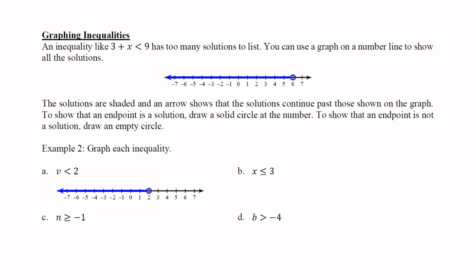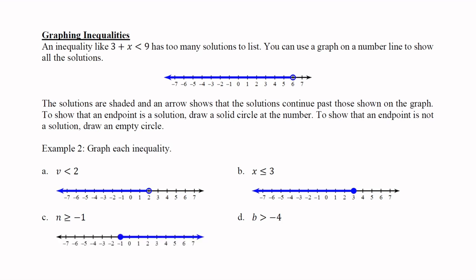So we're going to close the dot at 3 since we're including it, and we'll shade everything that is less than 3, which is all the numbers to the left. For n is greater than or equal to negative 1, again, we're including the negative 1, so we use a closed dot. Since it's all the values that are greater than, we're shading to the right. And for b is greater than negative 4, we're using an open dot because the negative 4 is not included, and we're shading everything to the right.